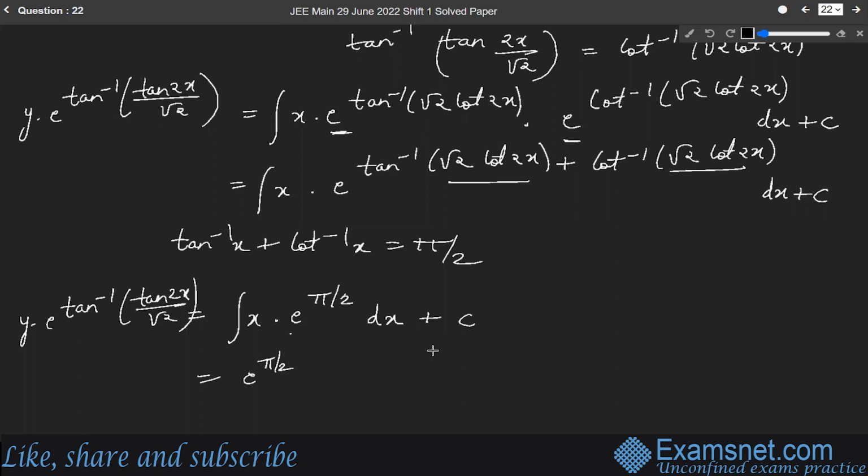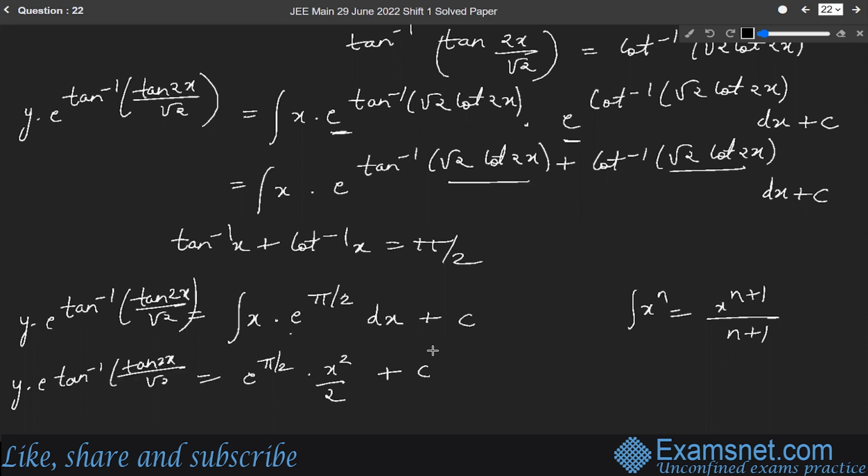Integral of x dx will be x square by 2. We know that the integral of x power n is equal to x power n plus 1 upon n plus 1. That is why the integral of x power 1 will be x square upon 2 plus c, where c is a constant. And the left hand side will be as it is, which is y into e power tan inverse of tan 2x upon root 2. So this is the required value.